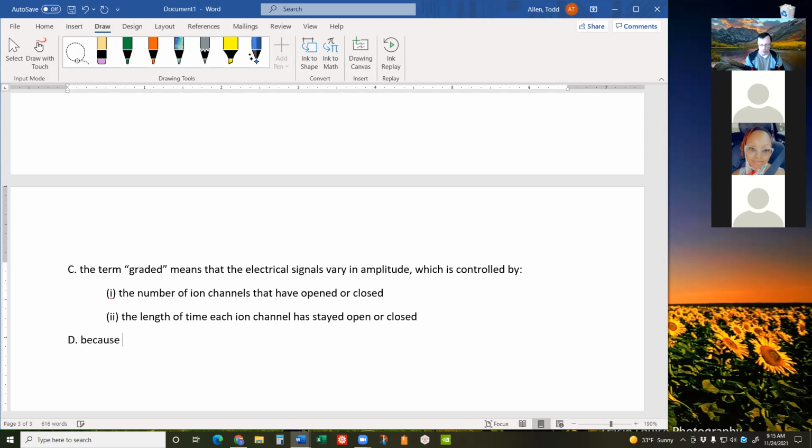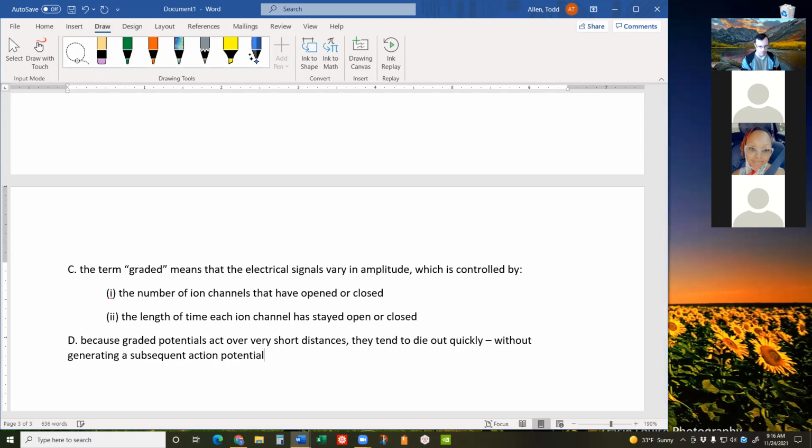Okay. Because graded potentials act over very short distances, they tend to die out quickly without generating a subsequent action potential. If you don't generate the action potential, then your brain's not going to be aware of the stimulus.